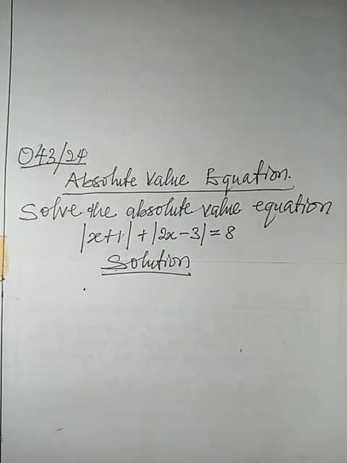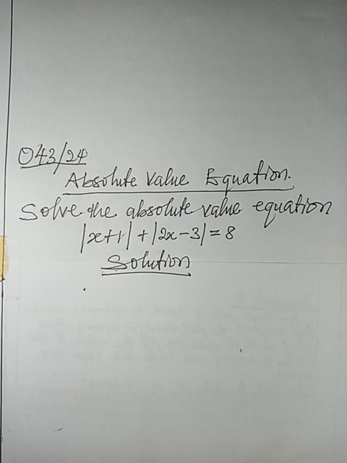We have an absolute value equation here that we want to look into. The absolute value of x plus 1 plus the absolute value of 2x minus 3 is equal to 8. We are required to find the solution or solutions.